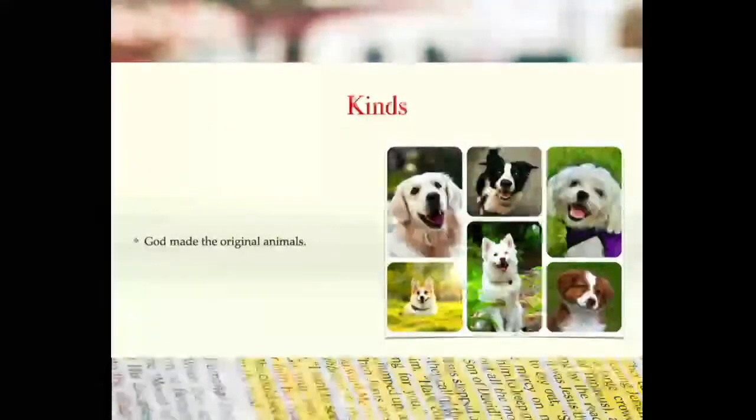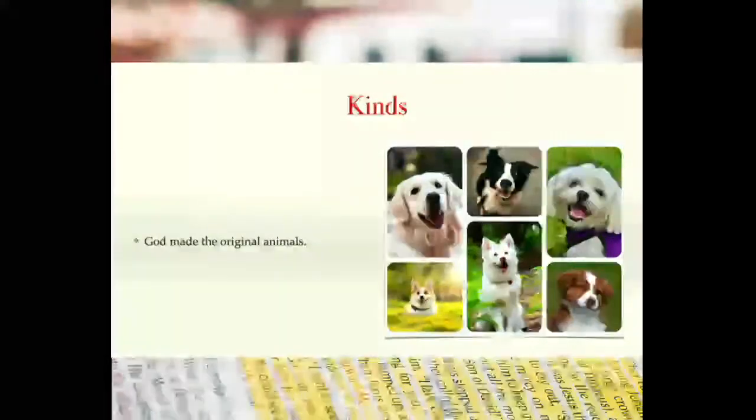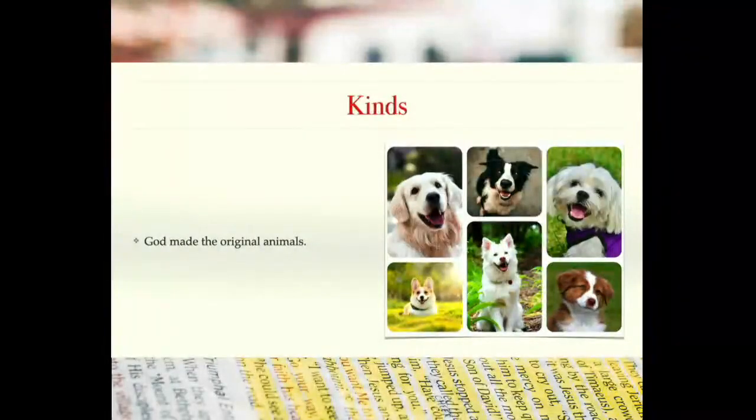Now, that being said, God made the kinds of animals. And sometimes we make mistakes in church. We say, God made all the animals that we see today. Is that true or not? What did the Bible tell us? He made the families. So then how did speciation happen? How did all these animals come out?